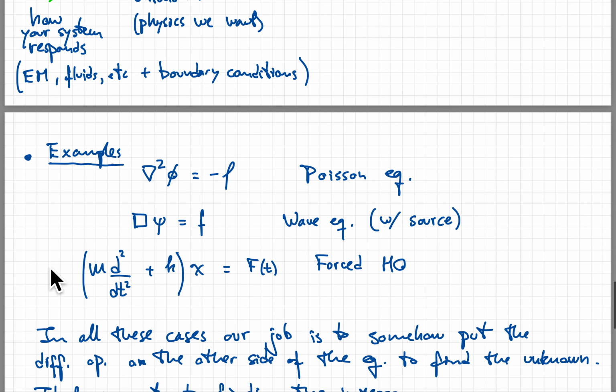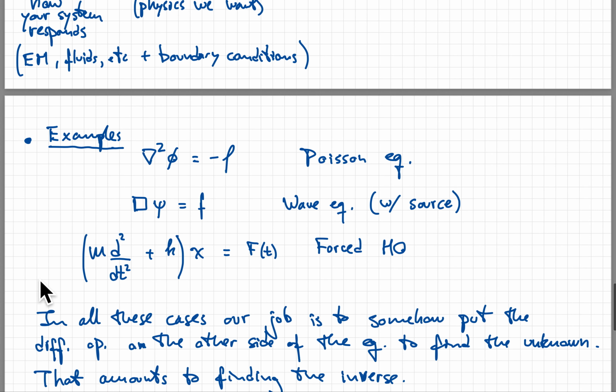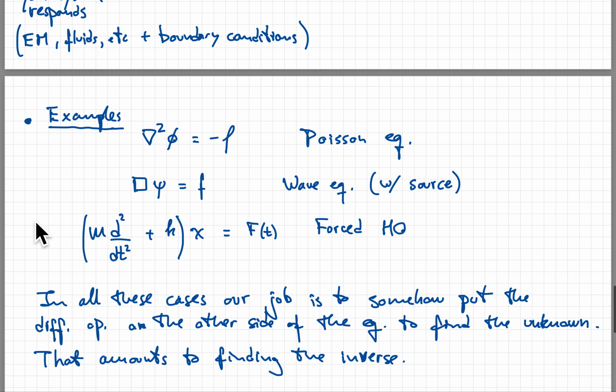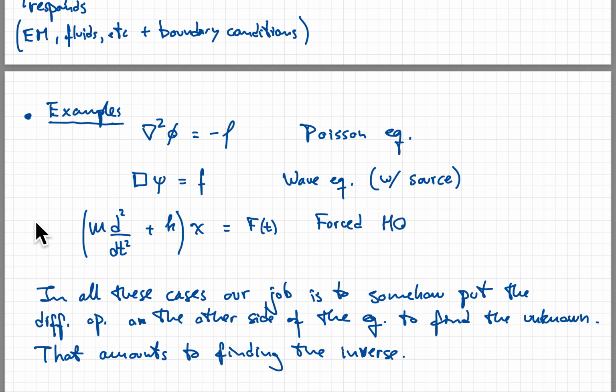And in all these cases, and certainly in this one, what we're doing is we're putting this operator or this one on the other side of the equation. We want to solve for phi. That amounts to putting this guy on the other side of the equation. We solve for psi here by putting this wave operator on the other side of the equation, and the same here. X of t is obtained effectively by putting this whole thing in parentheses on the other side of the equation in some way that we will discuss. And so that then amounts to finding the inverse.